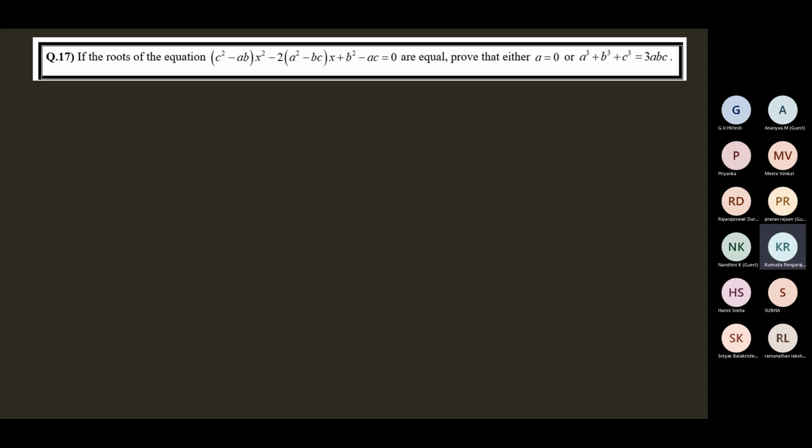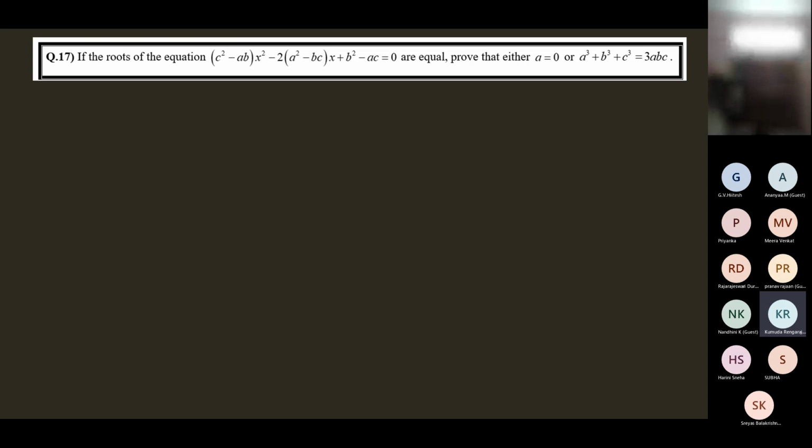When are the roots equal? If the roots are equal, that means the discriminant is zero. D is equal to zero for equal roots. Equal roots means real and equal roots. Then you'll have to prove that either A is equal to zero or A cube plus B cube plus C cube is equal to 3ABC. So same thing again, children.